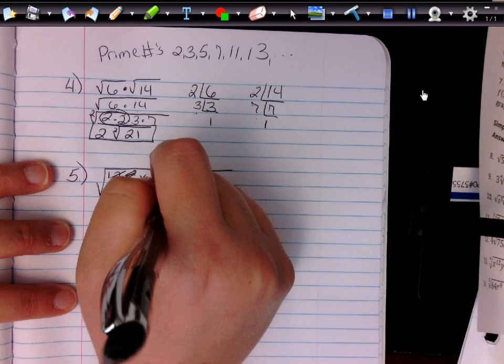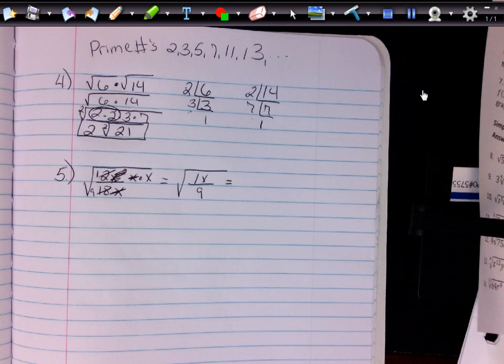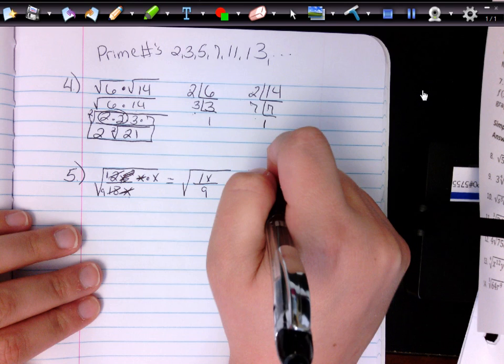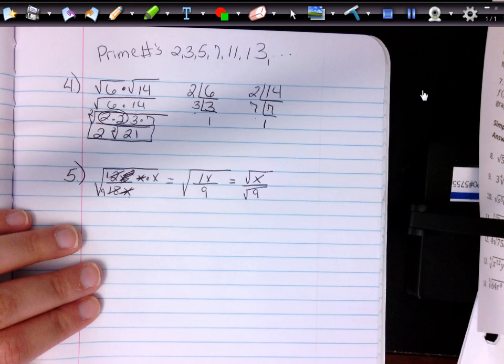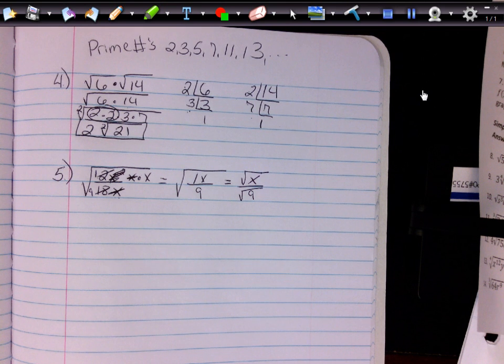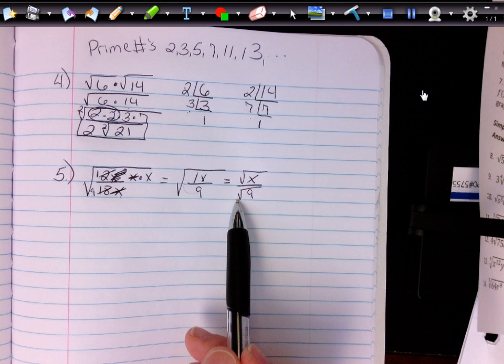Once I've completely finished simplifying, then I'm going to go ahead and split this up and say the square root of x, or 1x, and the square root of 9. So here, if I'm looking at this, I no longer have a fraction in my radical, but I'm not allowed to have a radical in the denominator. So I need to get rid of this.